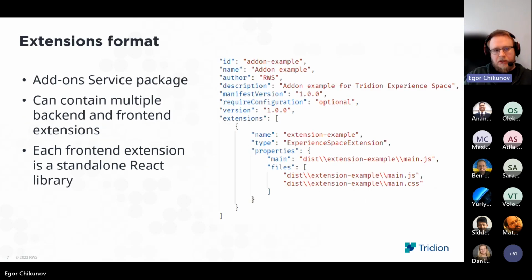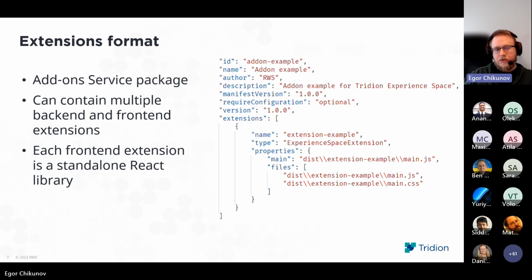For the extensions format, we chose the already existing add-on service package format. It can contain multiple backend and front-end extensions at the same time. Each front-end extension is a standalone React library, and each front-end extension technically can contain multiple extensions. So most probably you don't need multiple front-end extensions in a single add-on.